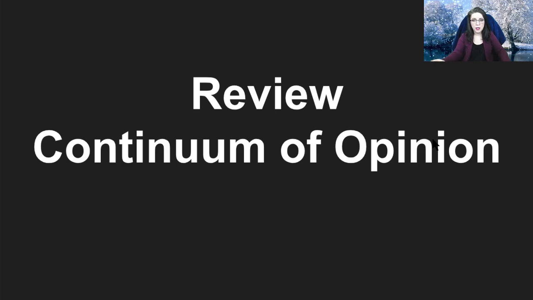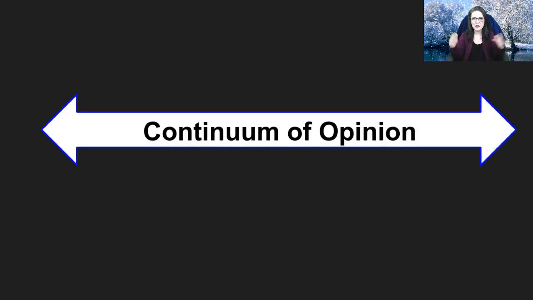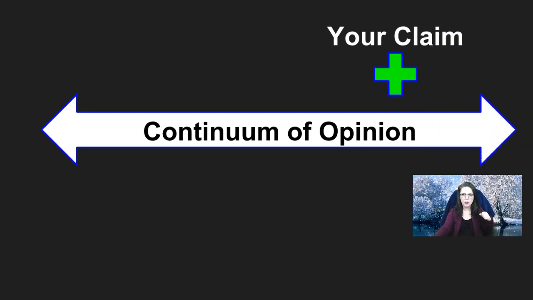In order to understand a research proposal, you need to understand the continuum of opinion. This is a concept that we have been discussing for the entire semester, but let's review it here really quick. So the continuum of opinion, you can consider it like this never-ending line. And your claim is always the positive claim. It's always your thesis statement for your paper.